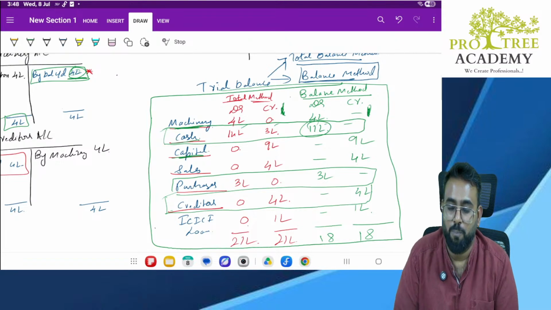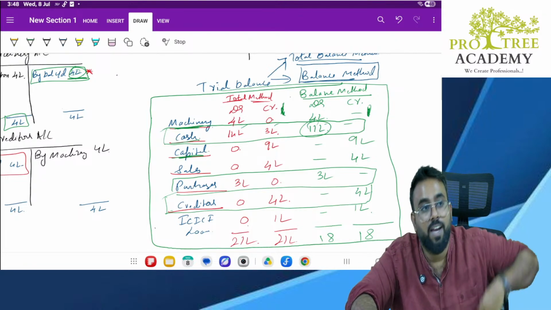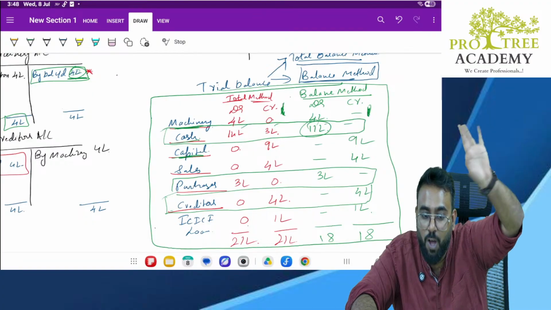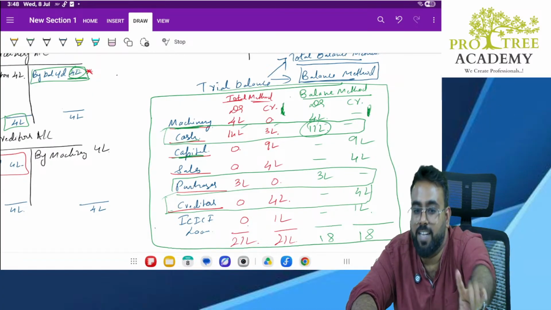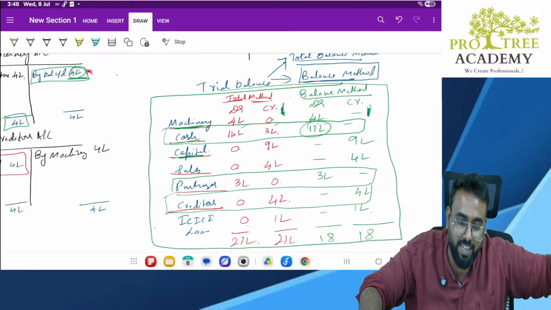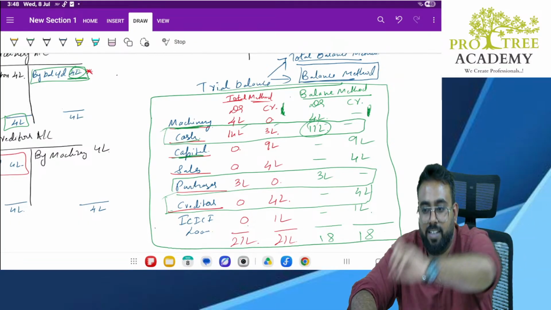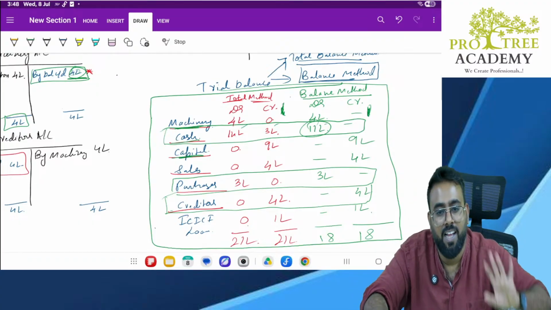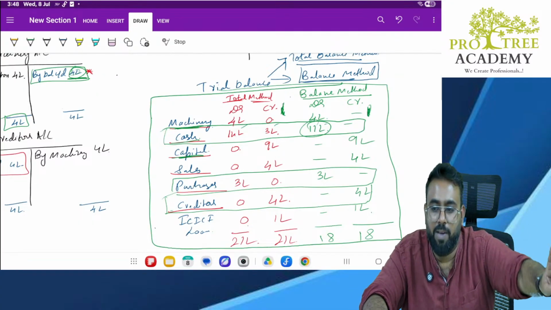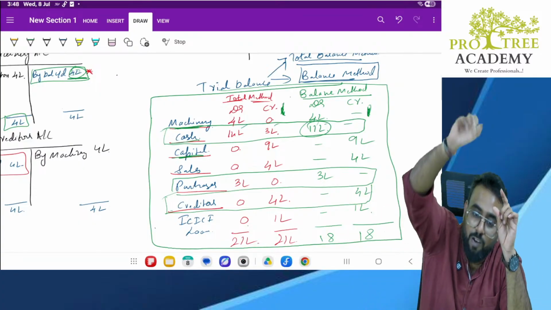Am I clear? So balance method is you will write down the balancing figure, but always remember, wherever that balancing figure is, on the opposite side you will write it down in the trial balance. So if your balancing figure is sitting on the credit side, you will write it on the debit side. If your balancing figure is sitting on the debit side, you will write it on the credit side. Logic is simple, sir. Asset will always have a debit balance. So the balance should always be written on the debit side. But your balancing figure will always be on the credit side.